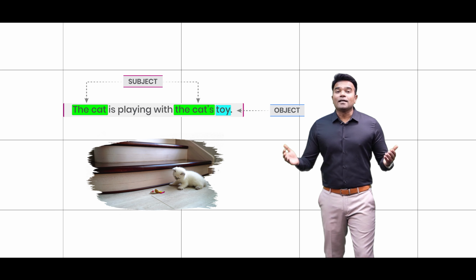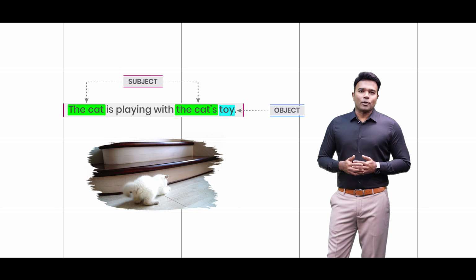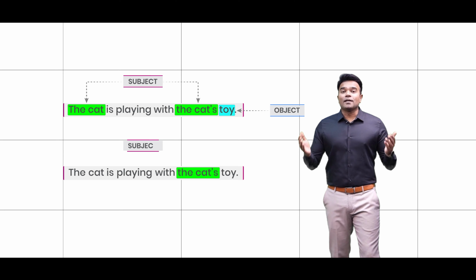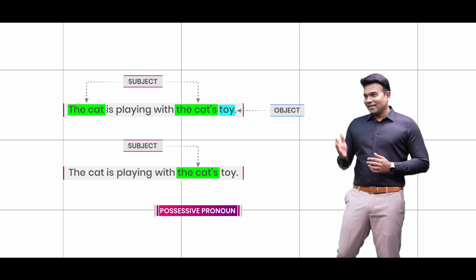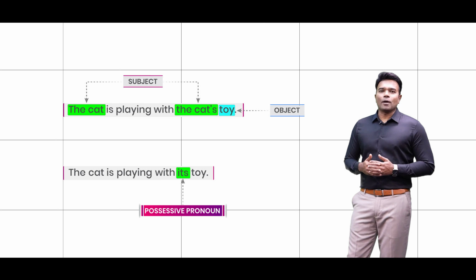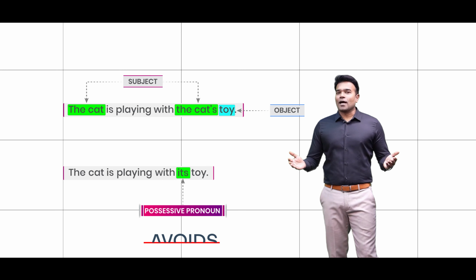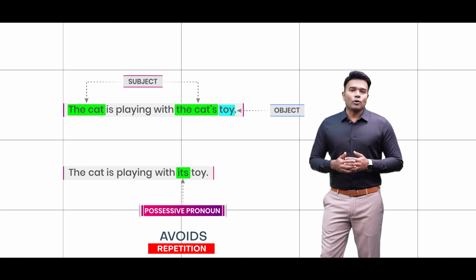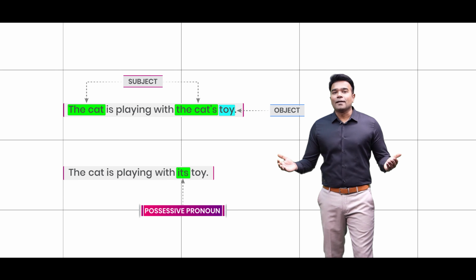somewhat making the sentence awkward, and if I really have to remove this awkwardness and make the sentence simple, then all that I'll have to do is to replace the second occurrence of the subject, that is the cat's, with the equivalent possessive pronoun. And in this sentence, the equivalent possessive pronoun that suits the context is its. And now if you look at the sentence, the cat is playing with its toy, it definitely avoids repetition and makes the sentence more concise. In other words, you can easily notice here that the inclusion of the possessive pronoun has definitely simplified the sentence.